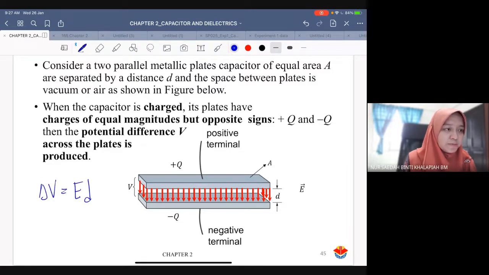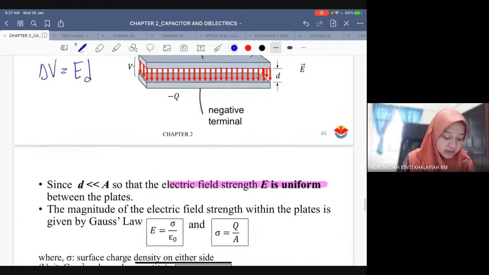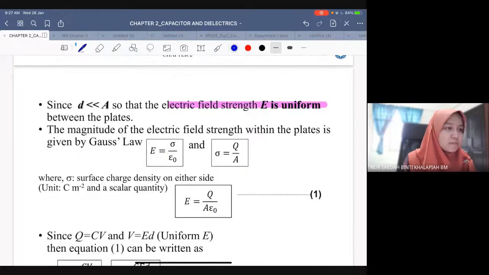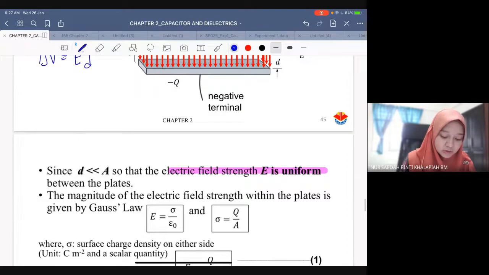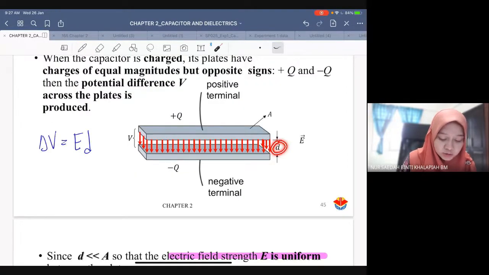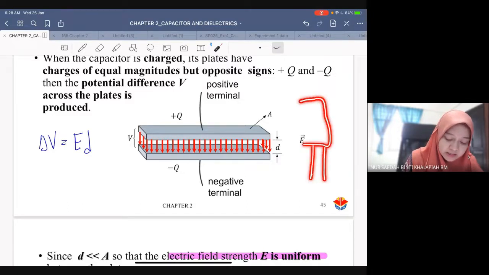So kita ada potential difference lah dekat capacitor kita. Since, by the way, the distance between two plates, okay, so the distance between these two plates are very small enough compared to the area of the plates. Okay, so distance sebenarnya diorang ni kalau kita tengok size capacitor kita dekat lab, size dia kecil je.